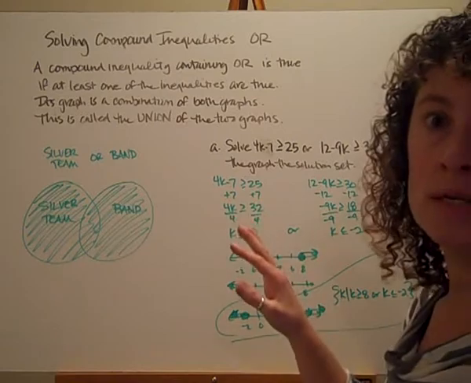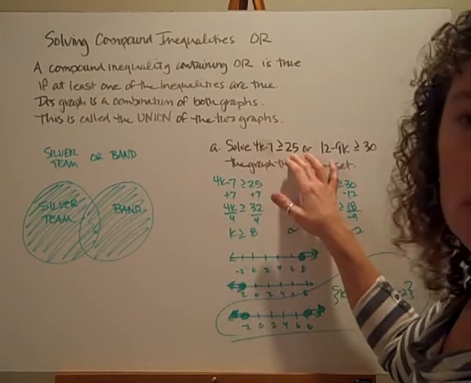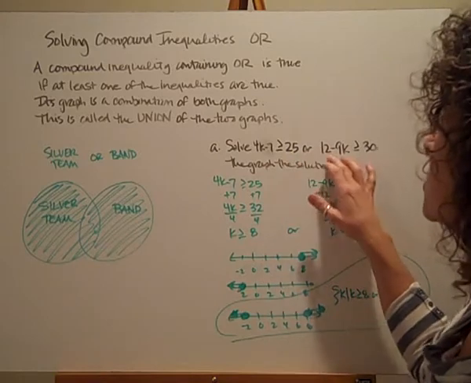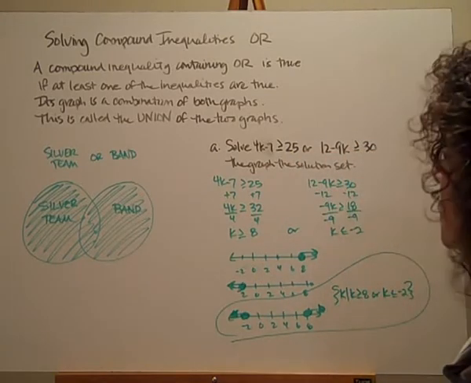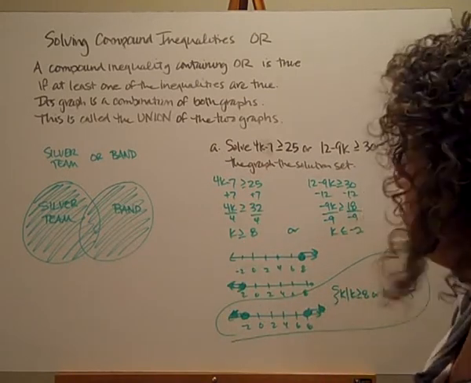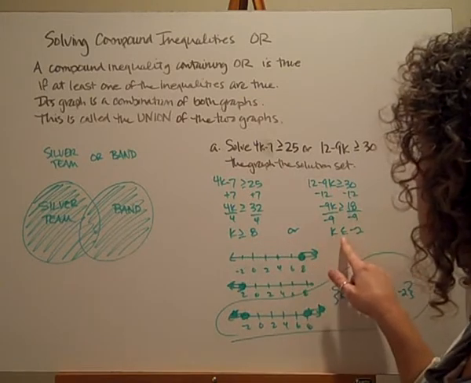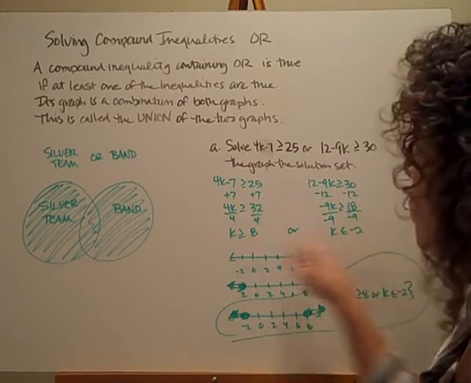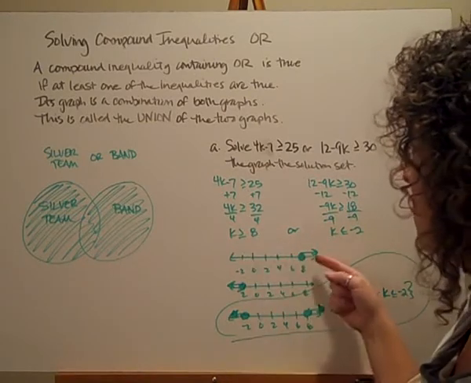Let's look at this as far as algebraic inequalities. Solve 4k minus 7 is greater than or equal to 25, or 12 minus 9k is greater than or equal to 30, and then we're going to graph that solution set. So I'm going to solve each of these inequalities independent of each other. I end up with k is greater than or equal to 8, or k is less than or equal to negative 2, but I want to boil this down and see what this really looks like on my number line. So k is greater than or equal to 8.